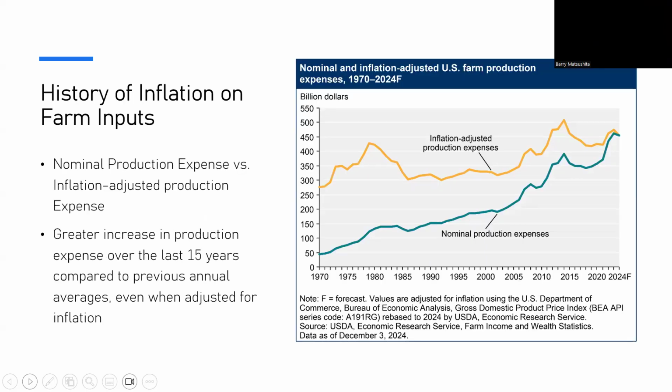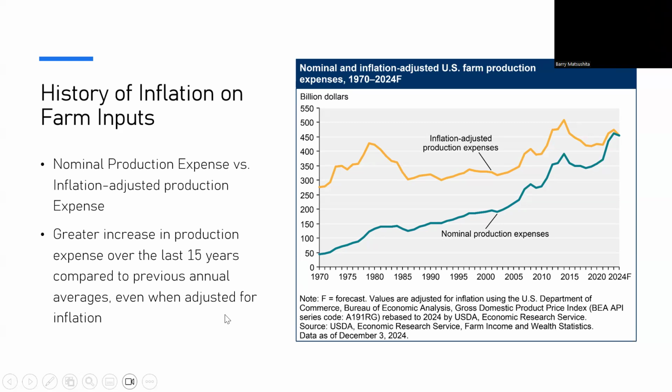And this chart just looks at the history of inflation on farm inputs. And so we have the inflation adjusted production expenses and the nominal production expenses. And as we can see from the nominal production expenses, from the 1970s up until 2024, there's been a gradual increase, but in the last about 15 years, it's taken off even more so.